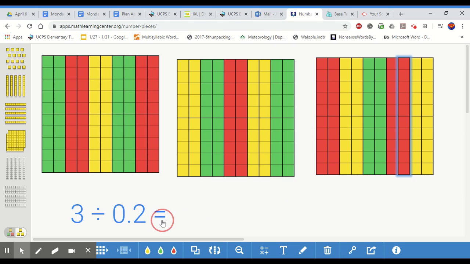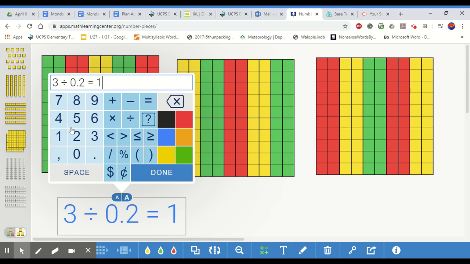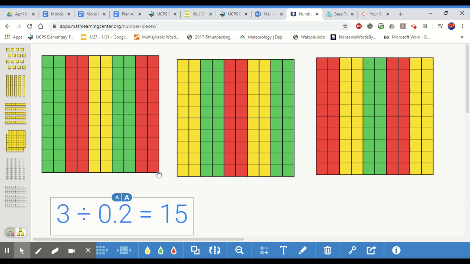All right, so 15. So when we take a look at this, 3 being divided into groups of 2/10 makes 15 groups of 2/10. That should seem reasonable because if I'm dividing 3 by something smaller than 1, then just like when we had fractions, my number should get larger. I'm seeing how many small pieces there are inside of this whole. There should be more than what we started with.